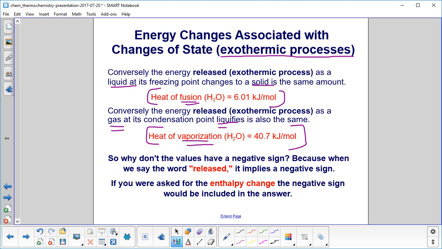Now, I talked about a sign earlier. We don't have a negative here. How come? Because we know it's going in the opposite direction. Well, the negative is implicit in the word released. That tells you to have a negative sign. If we asked you for an enthalpy change, then you would say it's a negative heat of fusion or a negative heat of vaporization. We're going to have to work problems here to have this make a little more sense, but please review this slide before you get to the problems.